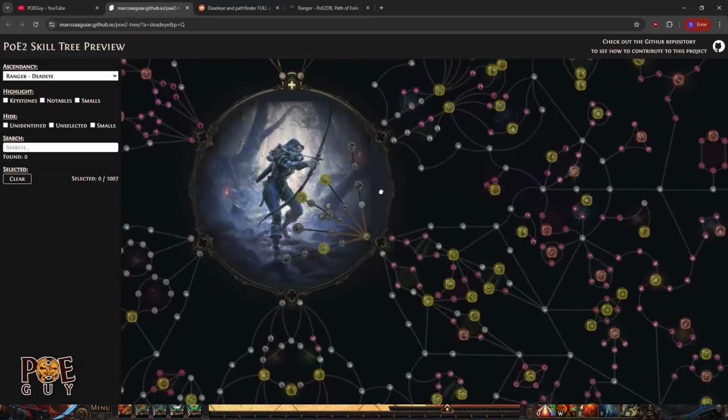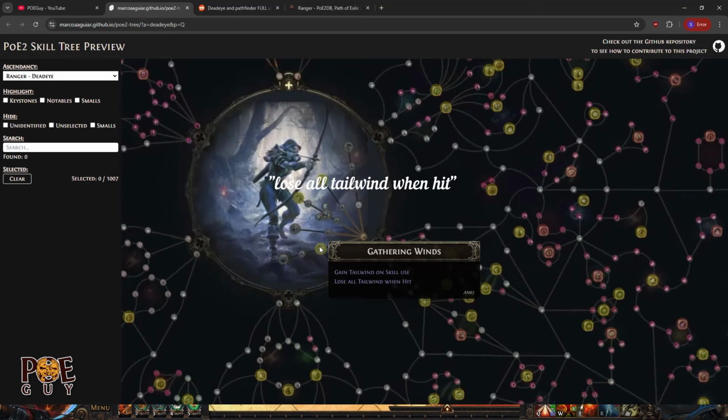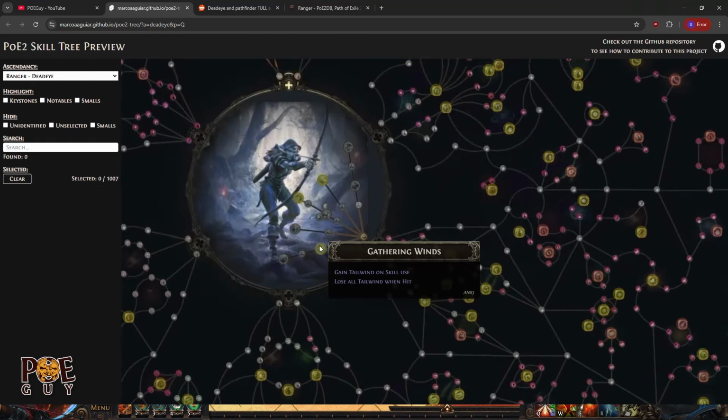So here I have this beauty, this Endless Munition, and here I will not go for Gathering Winds that gives Tailwind. Tailwind is quite good in Path of Exile 1, but we have a downside here: lose all Tailwind when hit. So you want to do this in the endgame when you have a lot of dodge so you don't get hit. Or when you have a lot of attack speed that allows you to spam a lot of skills, so you get your Tailwind charges fast. Usually they are 10 charges, I think. Good.